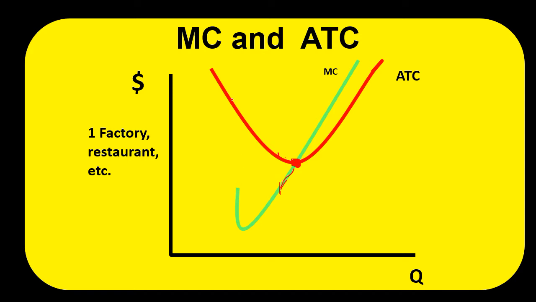So when the marginal is above the average, the average always has to be going up. When the marginal is below the average, the average always has to be going down. And so the marginal will always go through the bottom point. If the marginal is above the average, it's going up. If the marginal is below the average, it's going down. Exciting.